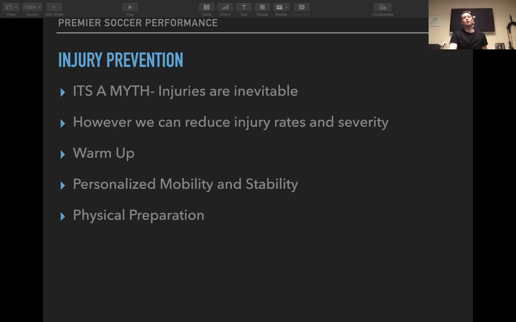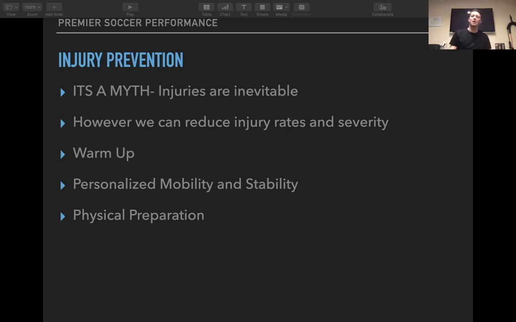Okay, so injury prevention, it's absolutely a myth, right? We hear prevention all the time. Injury prevention does not happen. Injuries are basically inevitable in sports. Okay, let's just leave that for what it is. However, we can reduce the rate and the severity of the injury, right? So again, we're probably talking a little bit more about semantics than anything else.